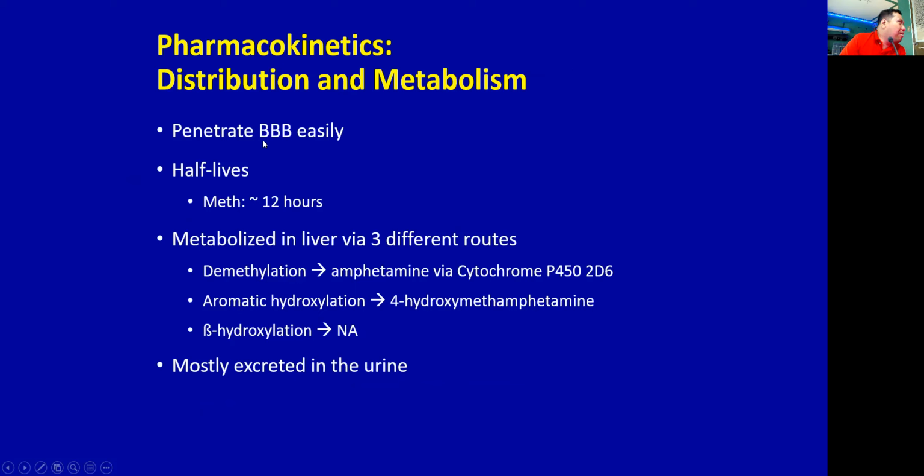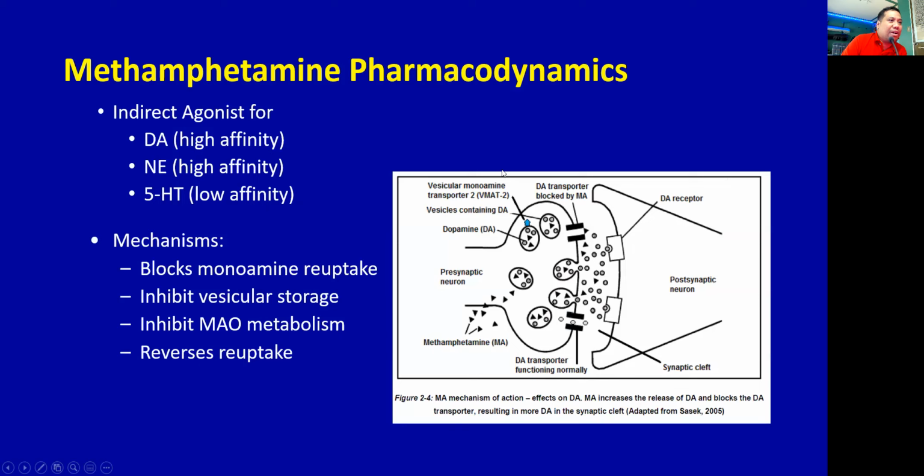Meth penetrates the blood-brain barrier easily. Half-life is 12 hours, more or less, and it is metabolized through 3 different routes: demethylation, aromatic hydroxylation, and beta hydroxylation, and is mostly excreted in the urine. So we test urine. How many days will you be positive in a urine test? 4 days. That's why the driver's test was removed, because it's useless. If they just don't take it for 4 days, then they'll be negative, and after the test, they could still take again. So the test has to be random, or you could take other samples from the hair, for a longer time window in which you could detect the meth.